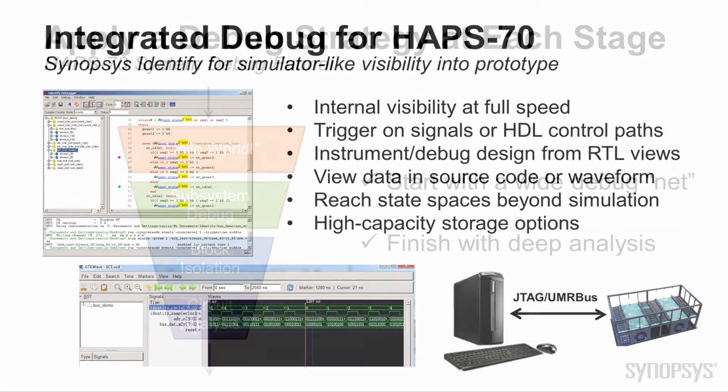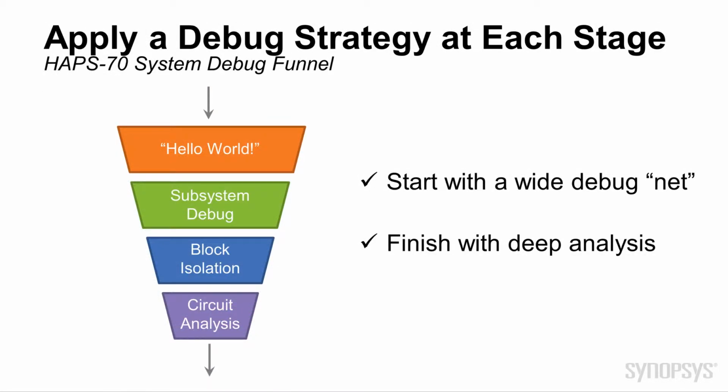This debug diagram illustrates a funnel of debug strategies that we see prototyping teams apply. Each strategy uses a particular set of Identify debug features. And as you progress through the debug funnel, initial debug visibility is very wide, but then later refined for deeper analysis as faults are isolated.